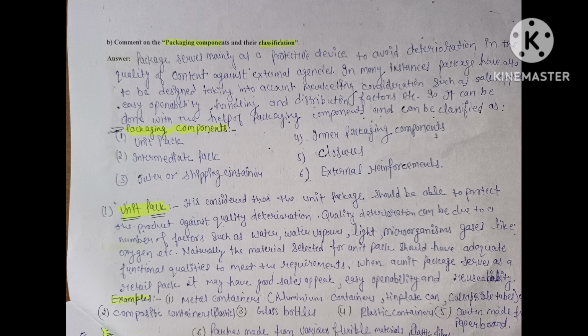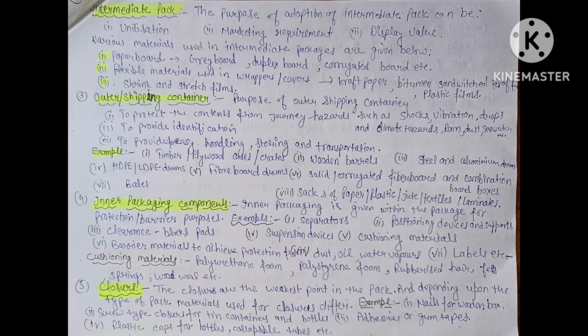So moving to the next component, it is the intermediate pack. The purpose of adoption of intermediate pack can be utilization, unitization, marketing requirement, display value. Various materials used in intermediate packs are given below: paperboard, gray board, duplex board, corrugated board, flexible materials used in wrappers, covers, kraft paper, bitumen sandwiched kraft, plastic films, shrink and stretch film, etc.